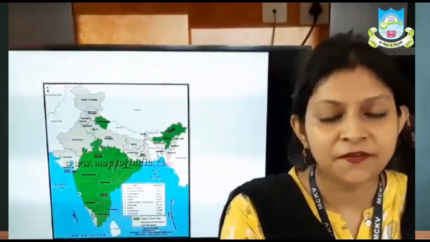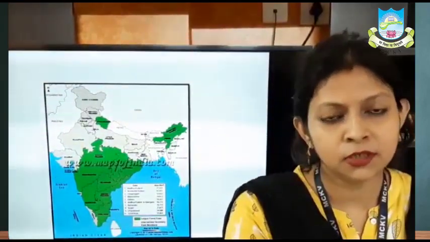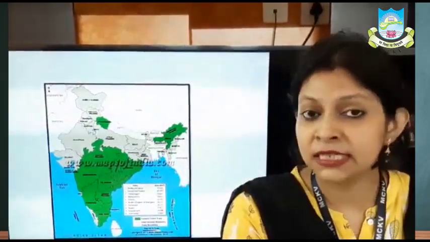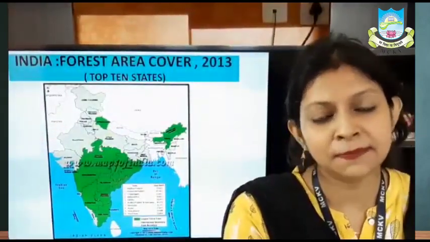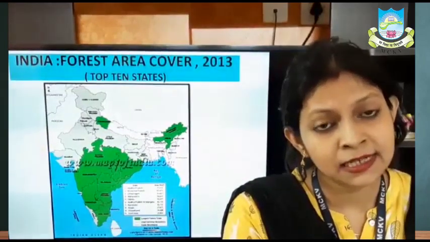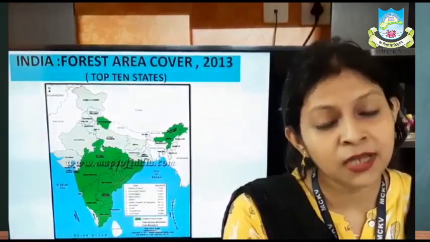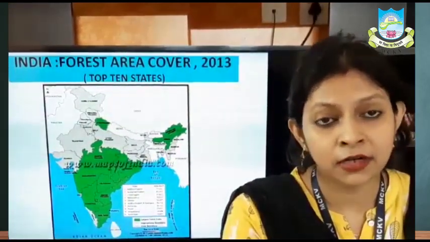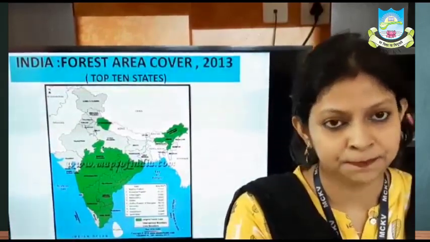Look at this map very carefully, boys. Can you tell me something about the map? Not much really, isn't it? This is because this map does not show a very essential component, that is the title. What does the title of a map say? It always tells us about what kind of information the map will portray or depict. Here the title is Forest Area Cover of Top 10 States of India for the year 2013.